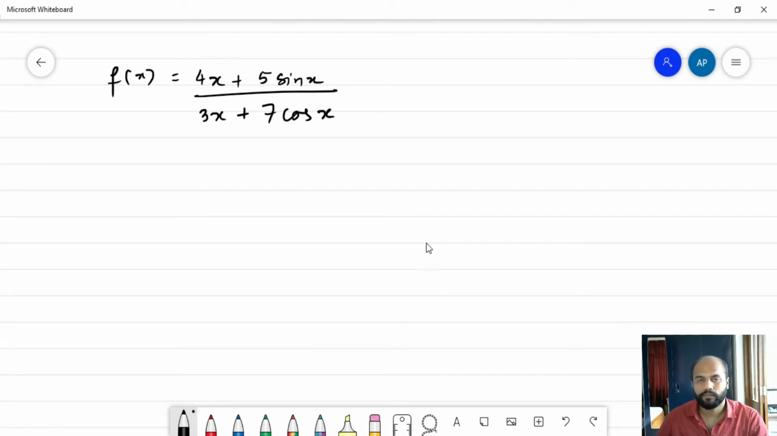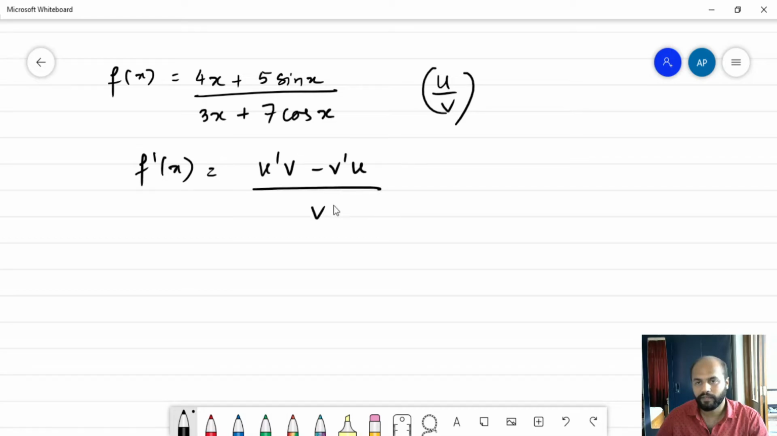Now this time there's a combination of algebraic and trigonometric functions, but not only that, there is a division also happening. So this function is of the type u by v. So what we have to do is the derivative f dash x is going to be of the form u dash v minus v dash u divided by v square. So u is going to be 4x plus 5 sin x. So overall, we can write that u dash is going to be 4 plus 5 times cos x.